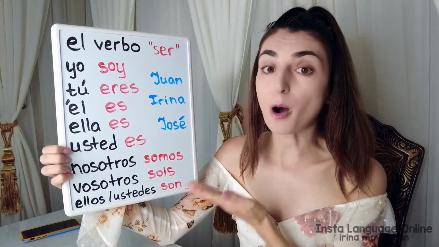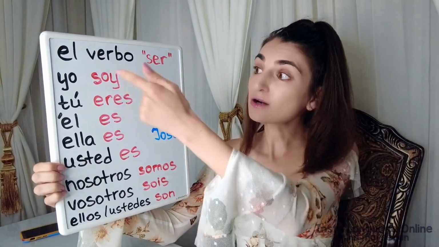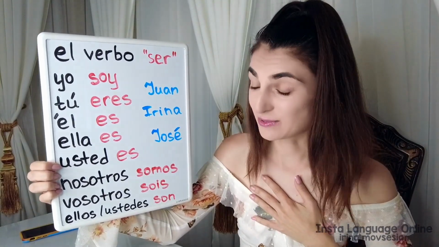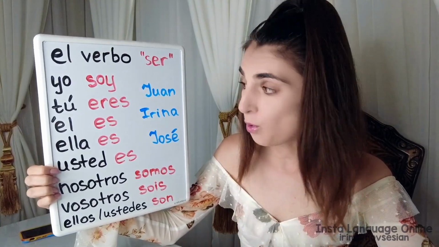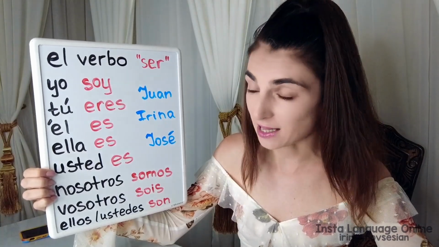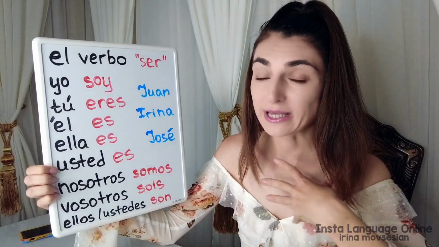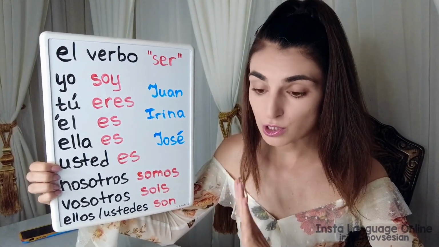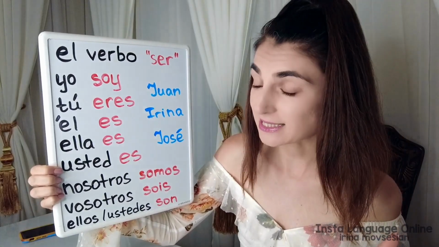So open your copybook and we are going to write down all the forms for the irregular verb ser. I'm super excited for you guys. It's our second class and we'll learn more and more words. So we are learning how to introduce ourselves, how to say I am Irina, you are George, or he is Ivan. Okay, so first of all, I want to remind you what we learned at our previous class.